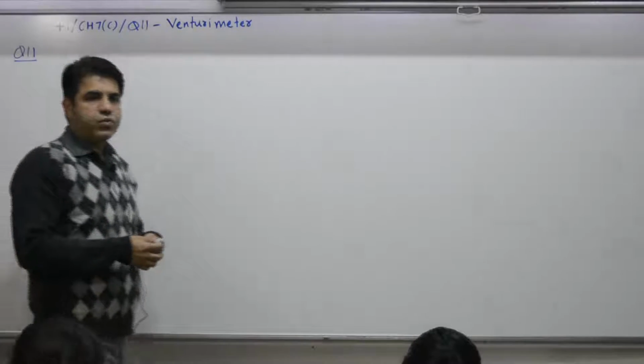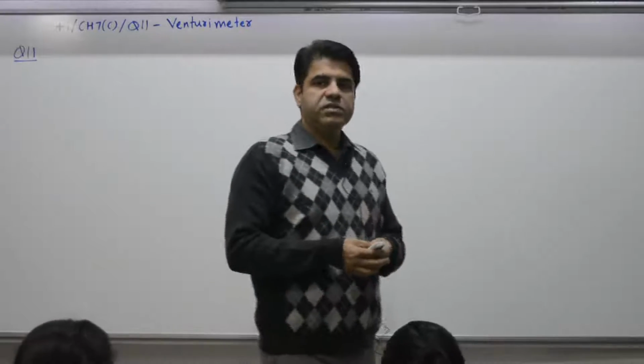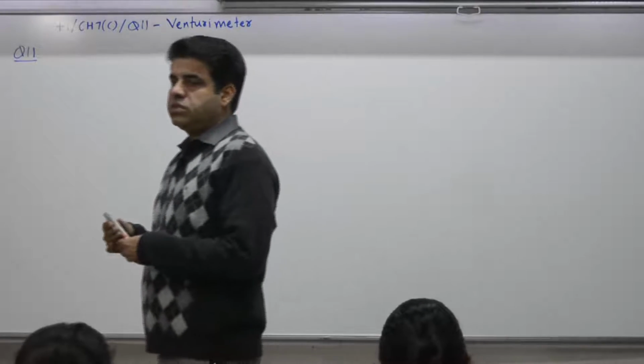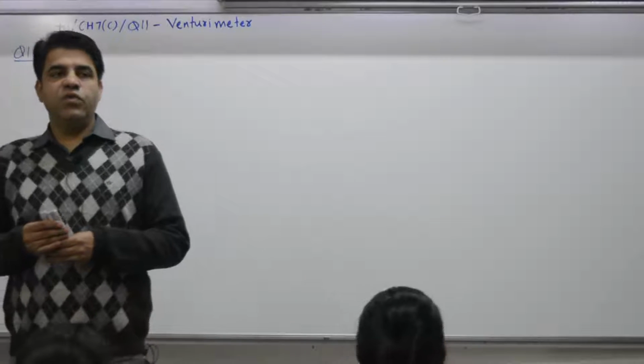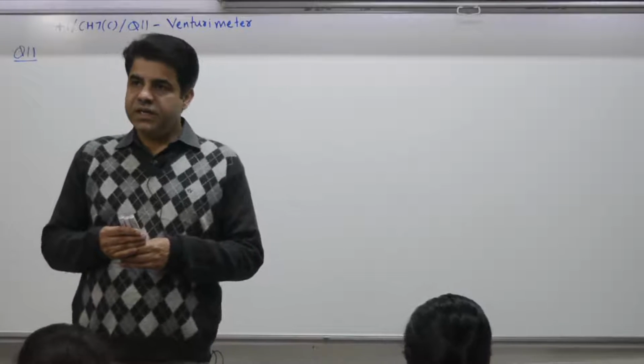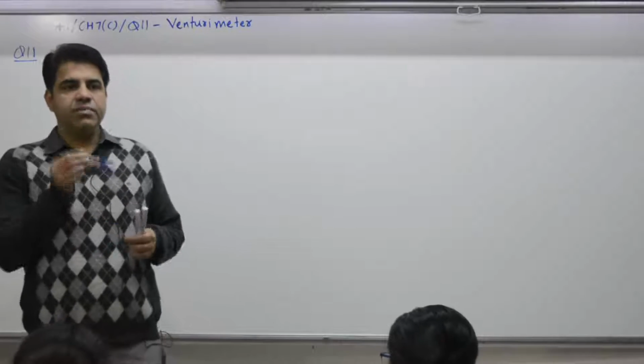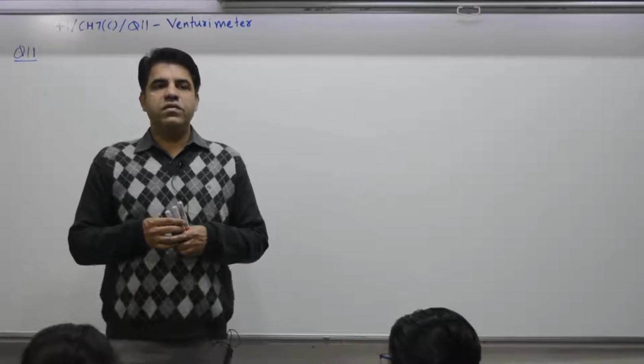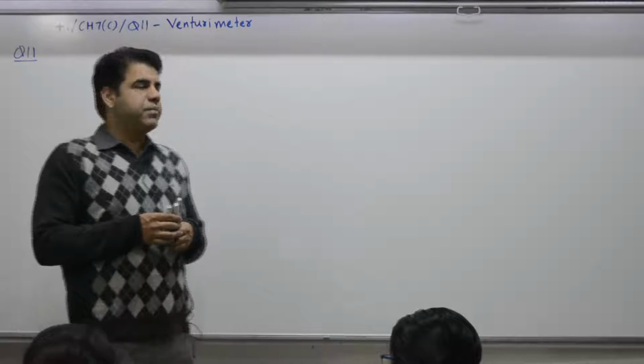Question number 11 deals with what? Venturimeter. What is a venturimeter? It's a device used to measure flow. First you find speed. If you know the area of the pipe, if you know speed, then you can find out the volume coming out or volume flowing in a pipe.